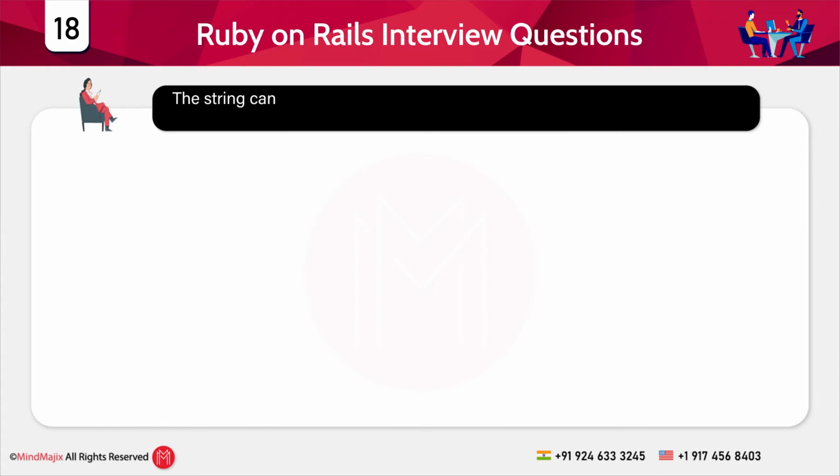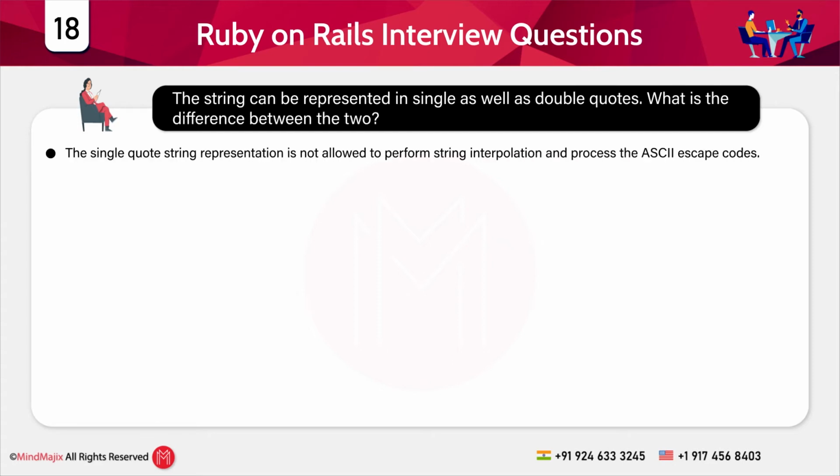A string can be represented in single as well as double quotes. What is the difference between the two? A string created in single quotes and a string created in double quotes. So what is the difference between the two? A single quote string representation is not allowed to perform string interpolation and process the ASCII escape codes.